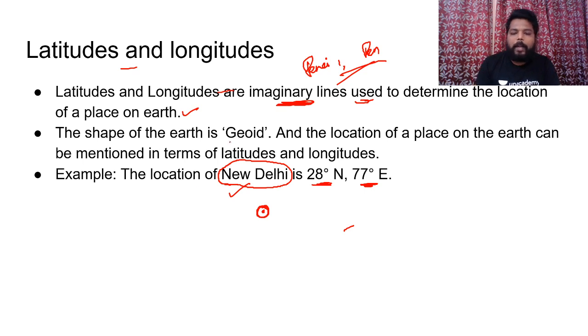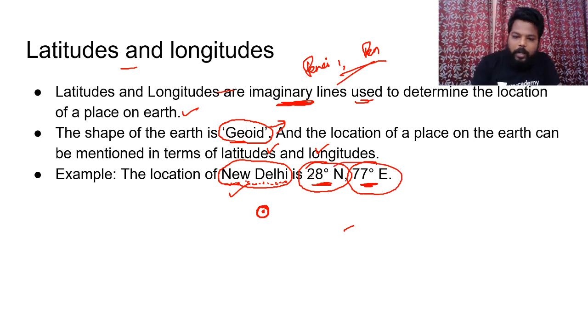Many people say that the earth's shape is spherical, many say that it is circular, but that's not true. Earth has its own shape, and the shape of earth is geoid. If you see this geoidal structure, it is highly difficult to locate points on it. Hence, in terms of latitudes and longitudes, we locate certain points on that surface. For example, New Delhi can be located at 28-degree north latitude and 77-degree east longitude. Clear?